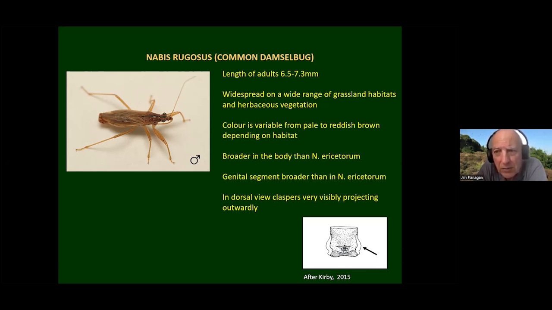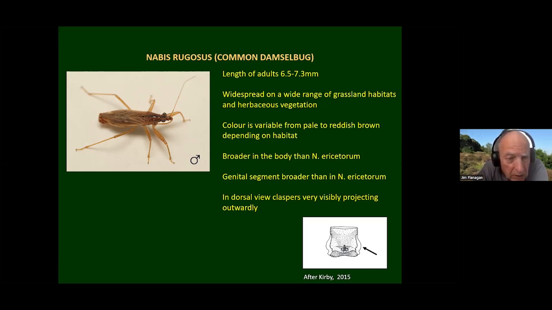So these bugs need to be identified with care in certain habitats. It is actually broader in the body than the heath damsel bug, and in males, they're probably most easily distinguished from the heath damsel bug by looking at the genital segment. That's rather comparative, but it does tend to be broader than the heath damsel bug. And then the easiest feature to judge is by looking at the claspers and whether they are very visibly projecting outwardly, as in that diagram on the bottom right-hand corner. And so that's the common damsel bug.